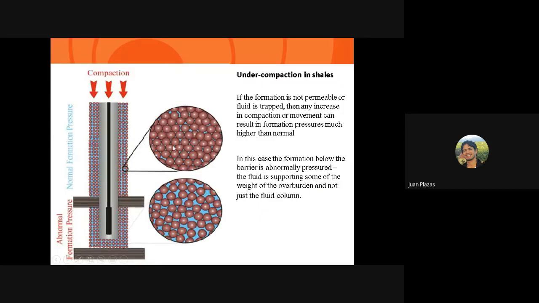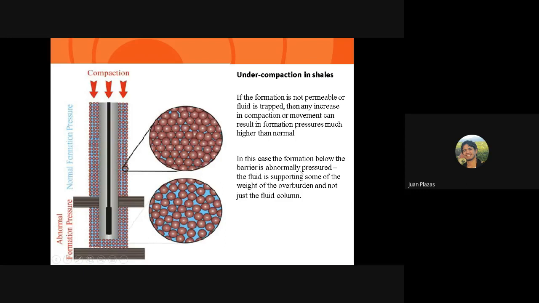This is the normal behavior, and now when something is not normal. If the formation is not permeable or fluid is trapped, like here, then any increase in compaction or movement can result in formation pressure higher than normal. So what's going on here is these formations are trapped, and more fluids and more formations, more cuttings of rocks, are set above the formation of interest, and the fluid cannot get out because there is a seal here. So the fluids will now be supporting more and more of the overlying weight. The more weight the fluid has to support, the more pressure will be in this fluid.